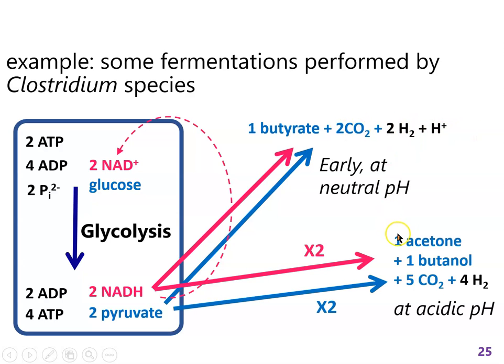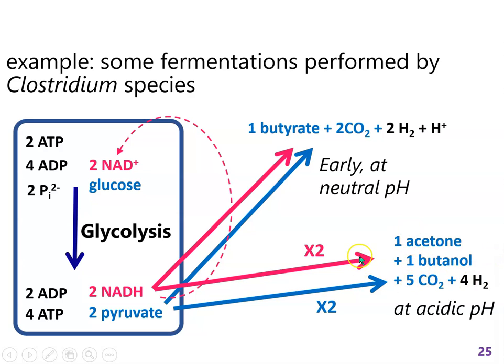And then another option they have, if the pH gets too low, they don't want to make an acid as their waste product. So they switch to making some kind of mixed fermentation where they're making several different molecules.